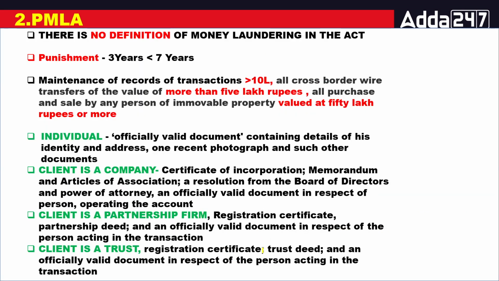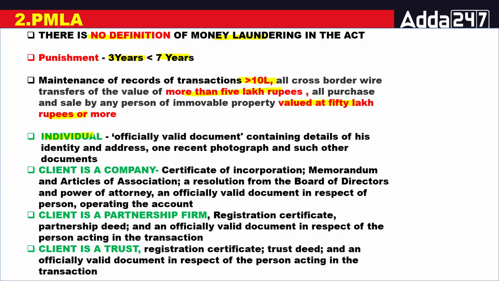Okay. Then class, Prevention of Money Laundering Act. First of all, the term money laundering is not defined in the Prevention of Money Laundering Act. Punishment is minimum 3, maximum 7 years. Maintenance of record above 10 lakh, we have to maintain the record. For cross-border wire transfer, more than 5 lakh. For the purchase of immovable property, it is 50 lakh and more.